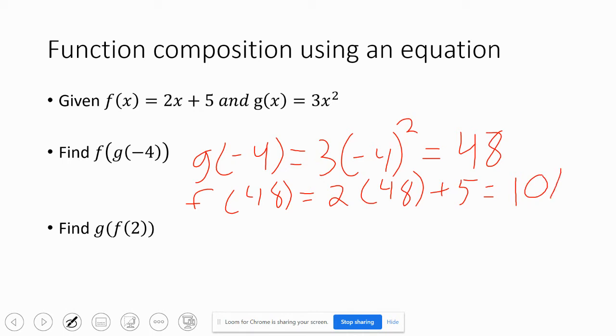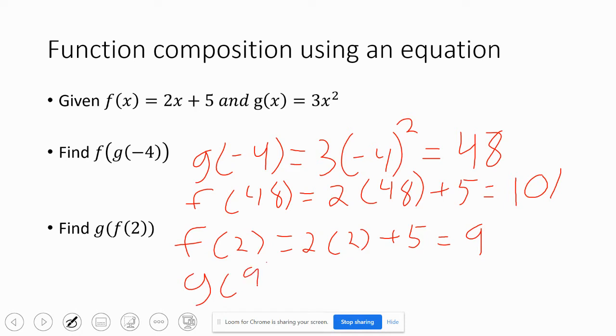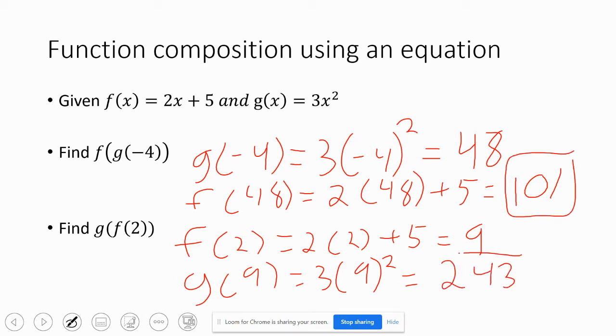In the second example, we're putting f inside g. So you first find f at 2. That would be 2 times 2 plus 5, which is 4 plus 5, which is 9. Then you put that 9 inside g. So that would be 3 times 9 squared. 9 squared is 81. 81 times 3 is 243. Okay. Copy down what you need to, and go on to the next slide.